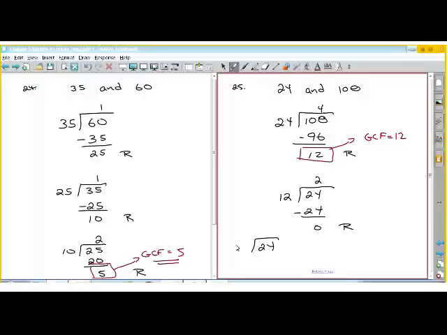And again, we can check that out by taking the original two numbers and dividing by 12. And you'll get 2 here, and 108 divided by 12 is 9. So if you look at these two numbers, they don't have a common factor because you can't divide 9 by 2. So that confirms that that's the correct answer. So that's how it works.